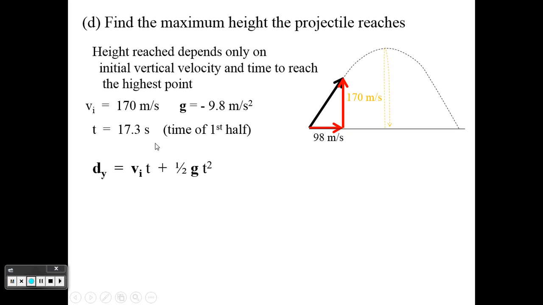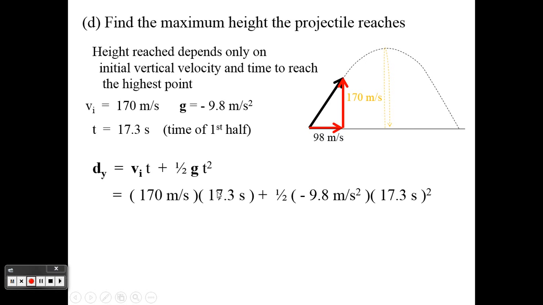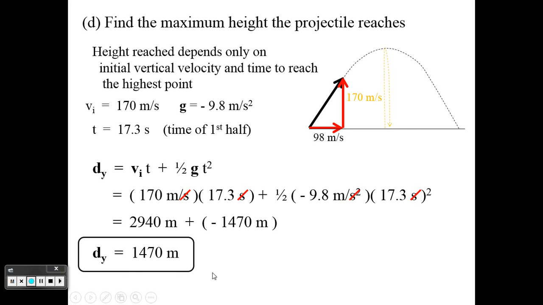Let's plug in our numbers: 170 times 17.3 to get to the top, plus one half times negative 9.8 times 17.3. Don't forget to square it. You have to be careful with your calculator on this one. I did these separately. The first term was 2,940. Don't forget the negative sign here, that does matter. The second term is negative 1,470. So my answer ends up being 1,470 meters. That's how high the projectile goes.